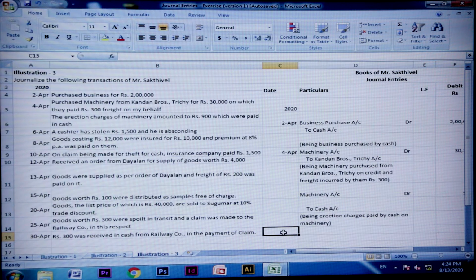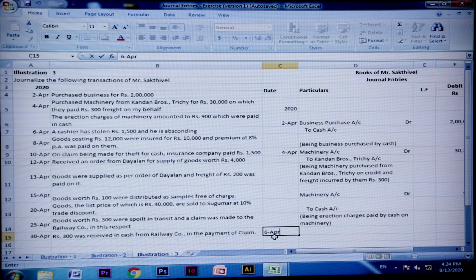The next entry is on 6th April. A cashier has stolen rupees 1500 and he is absconding. Any loss which can be avoidable is debited to abnormal loss account. Here the cashier has stolen, which can be avoided if the proprietor has taken due care. So it has to be debited to abnormal loss account.